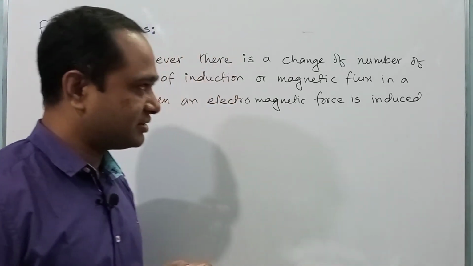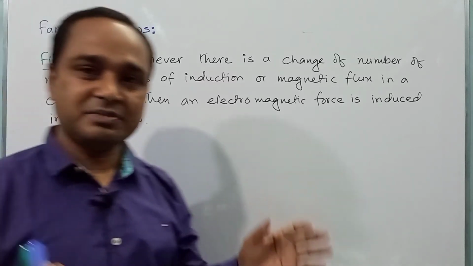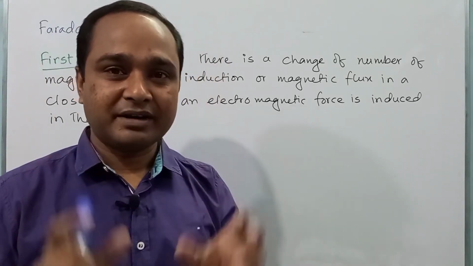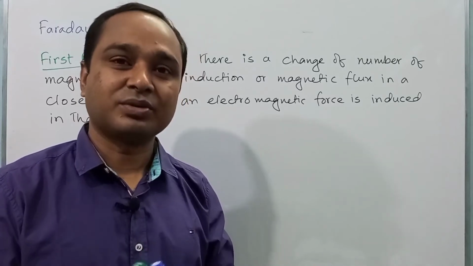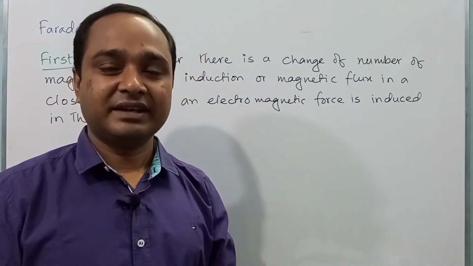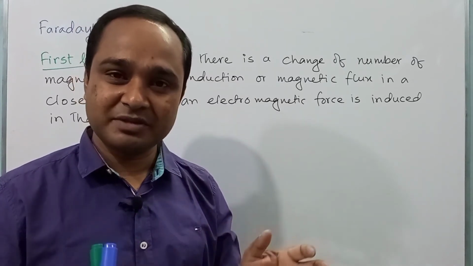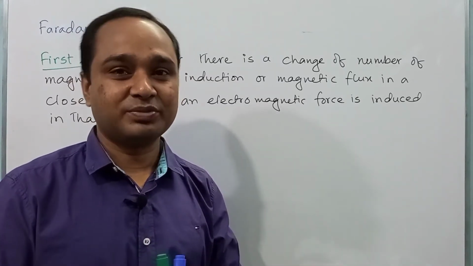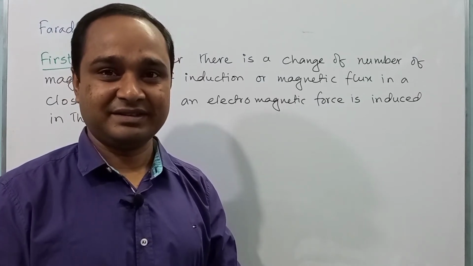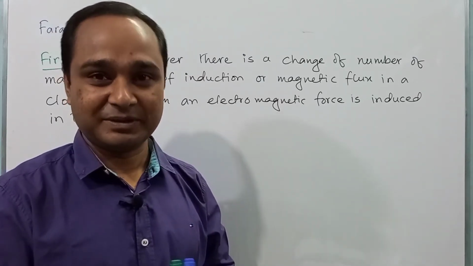This explains that if there is a relative motion between a bar magnet and a closed coil, then an electromotive force is induced in the closed coil. If there is no relative motion, there is no electromotive force or electric current. This is the basis of this law, right?